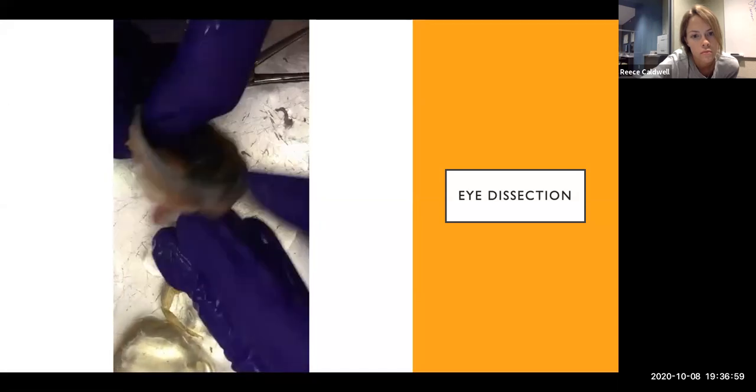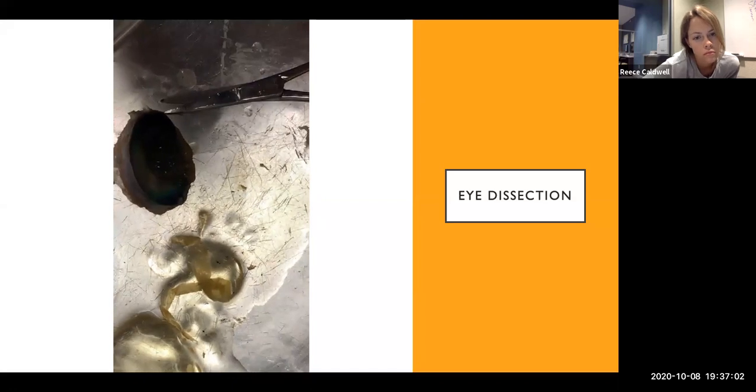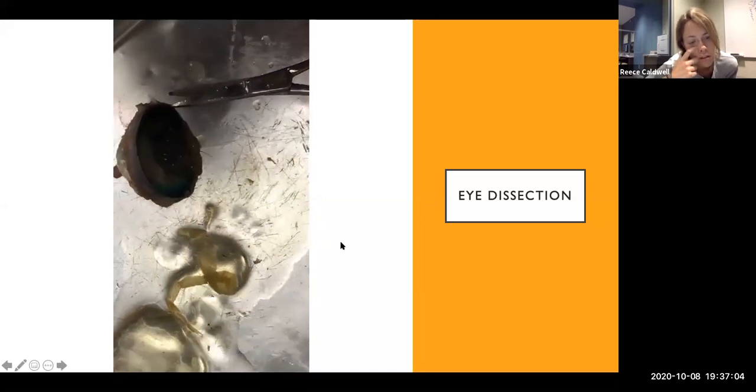And then the optic nerve on the back. So that is the eyeball. I miss dissecting things so much. So yeah, that's the eye.